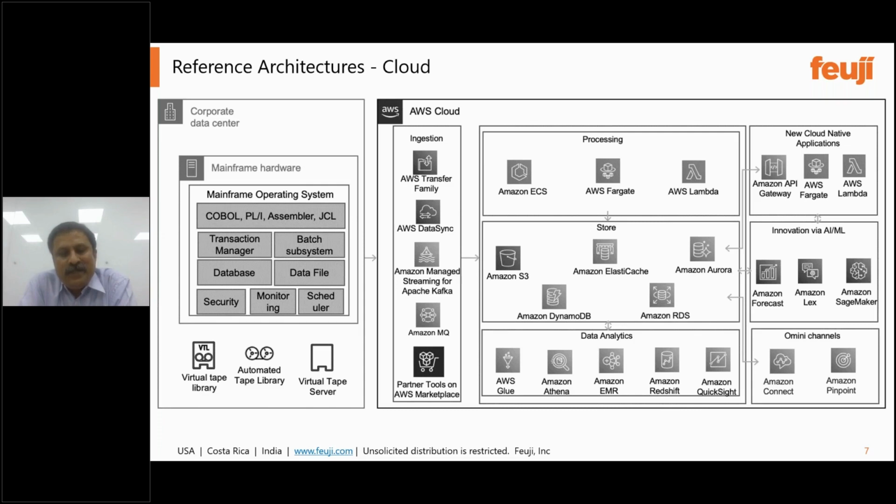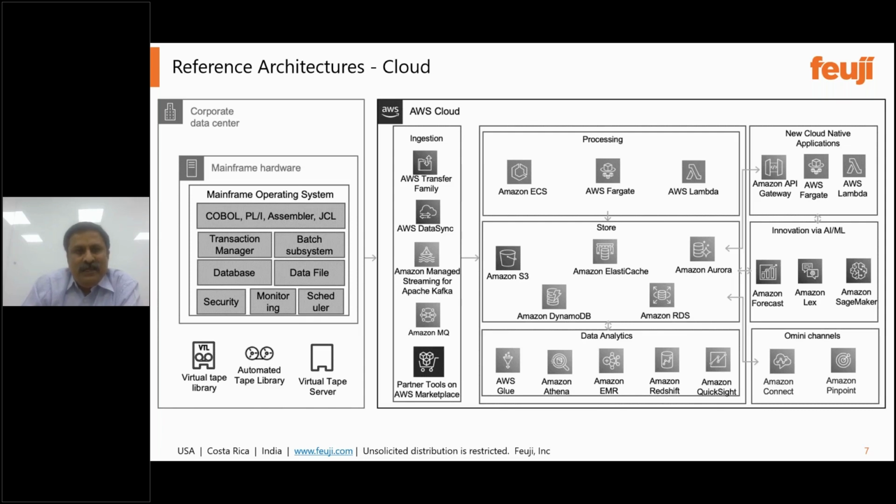From an analytics perspective, which is more of going beyond complete lift and shift or rehosting, you have various services that can be used, for example AWS Glue, Amazon Athena, EMR, Redshift, QuickSight. So these are all the tools that can be leveraged to get more insights into the data, or even automating the process, reducing the time to market.